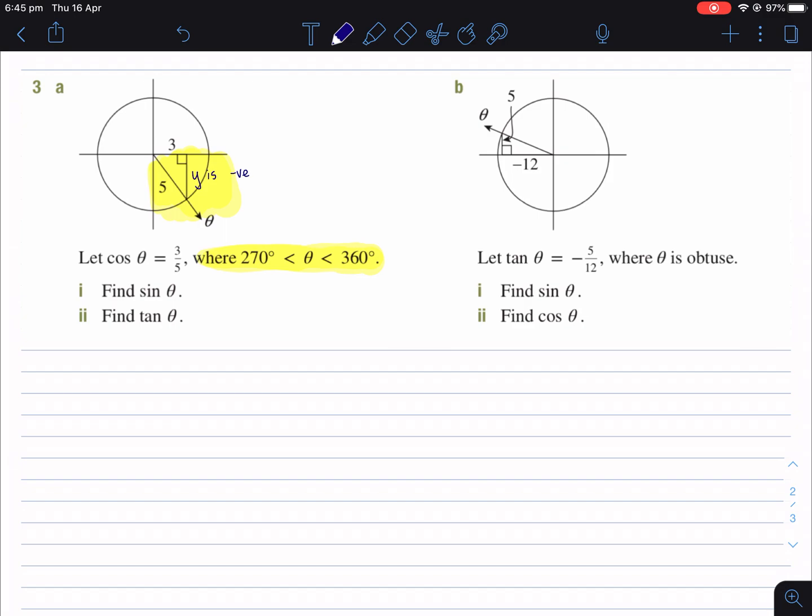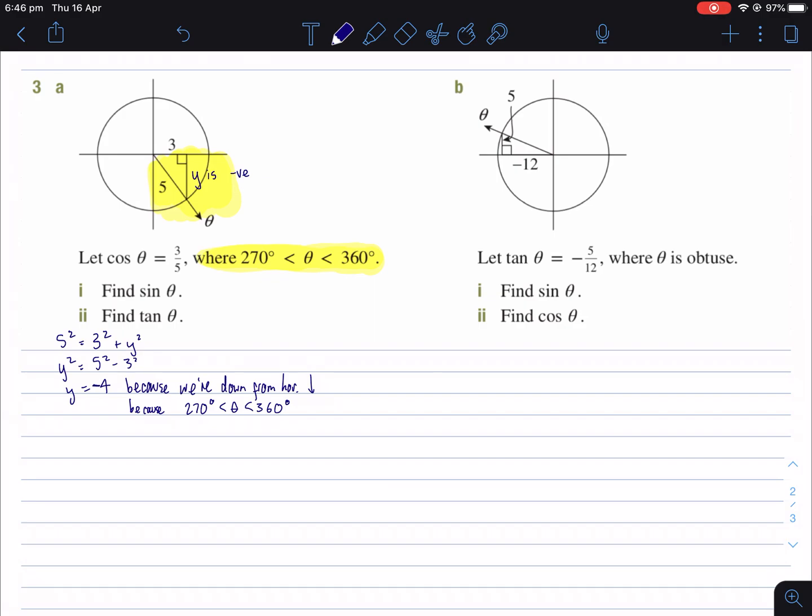So let's figure out y. So we've got 5 squared equals 3 squared plus y squared. So y squared is going to be 5 squared take 3 squared. So y equals 4. And we're going to make it minus 4 because we're down from the horizontal. We're down. This is because we know we're between 270 and 360. So that fact tells us we're in the 4th quadrant. It tells us that we're below.